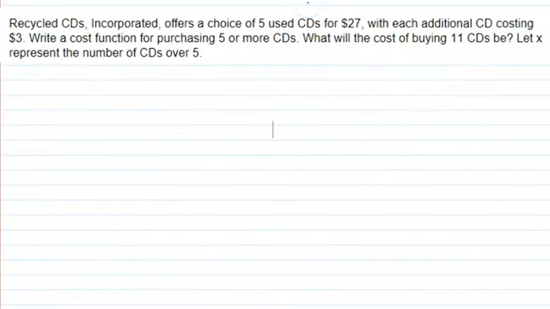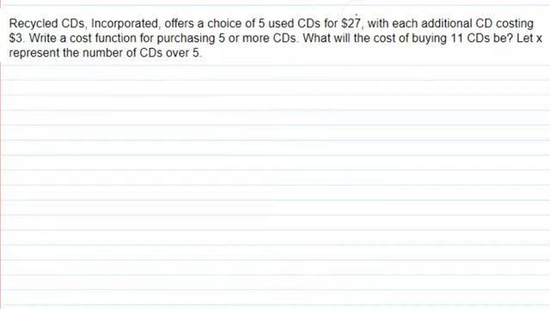Recycled CDs Incorporated offers a choice of 5 used CDs for $27, with each additional CD costing $3. Write a cost function for purchasing 5 more CDs. What will the cost of buying 11 CDs be? Let X represent the number of CDs over 5. So this one's written a little bit different.